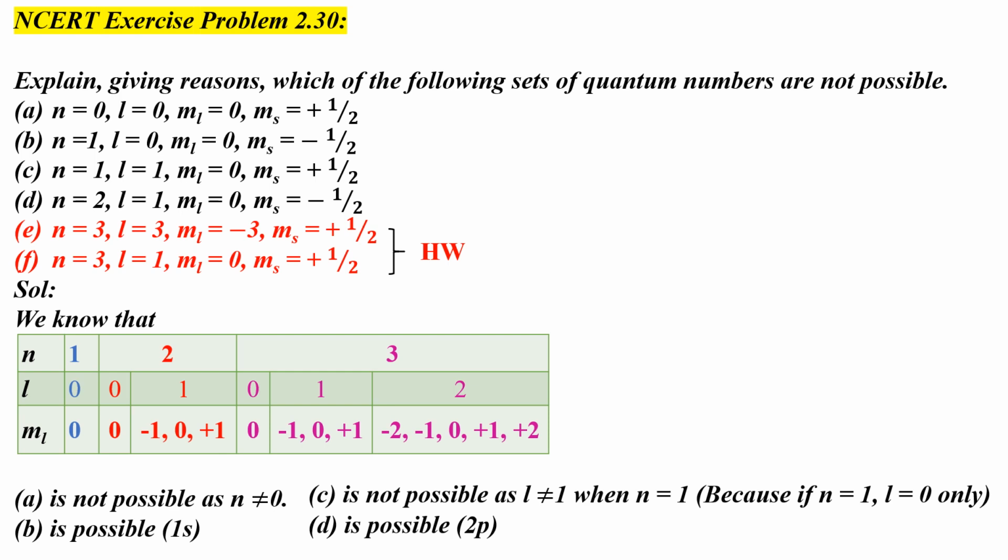ML value is also possible. Why? When the value of L is 1, ML can have three possible values, minus 1, 0 and plus 1. So 0 is one among these three values. So the fourth set of quantum numbers is possible and this indicates the 2p orbital.